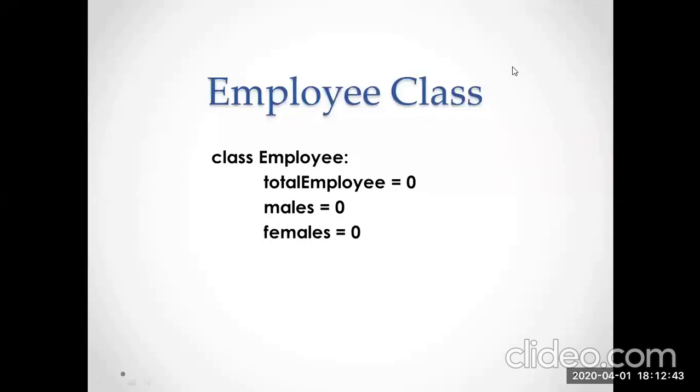In our program, we are going to make a class Employee. So using the class syntax, we can define our Employee class like this, starting with the keyword class and the name as Employee, ended with the colon. So this is the syntax of making a class. In our class, there are 3 class variables. First is total employee, second is males, and third is females. These class variables are required to keep track of total employees, total males, and total females in the organization.